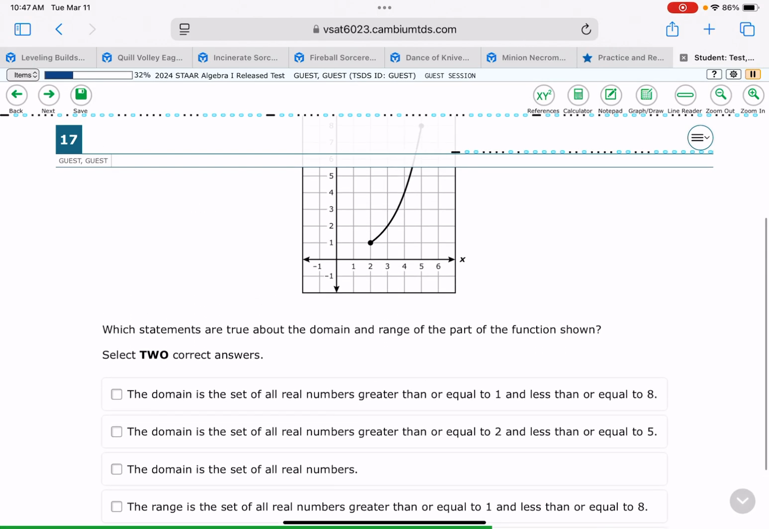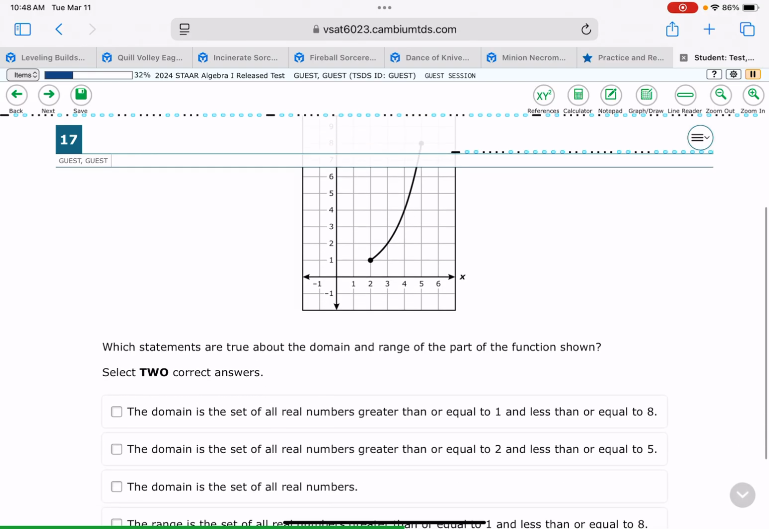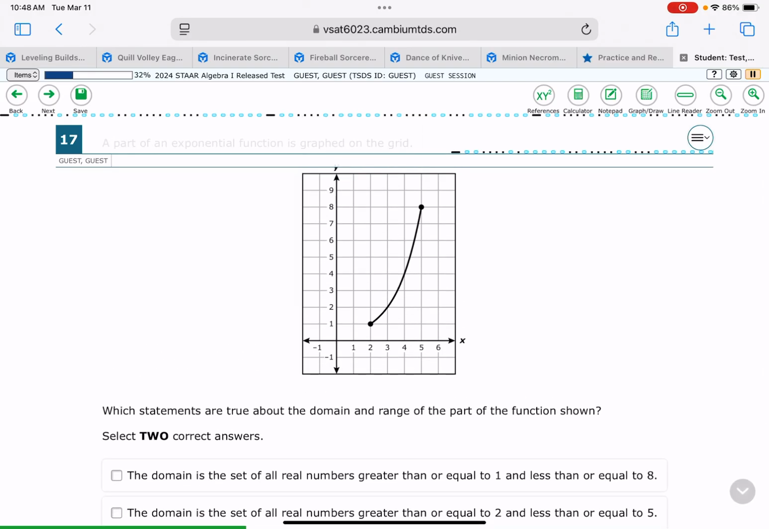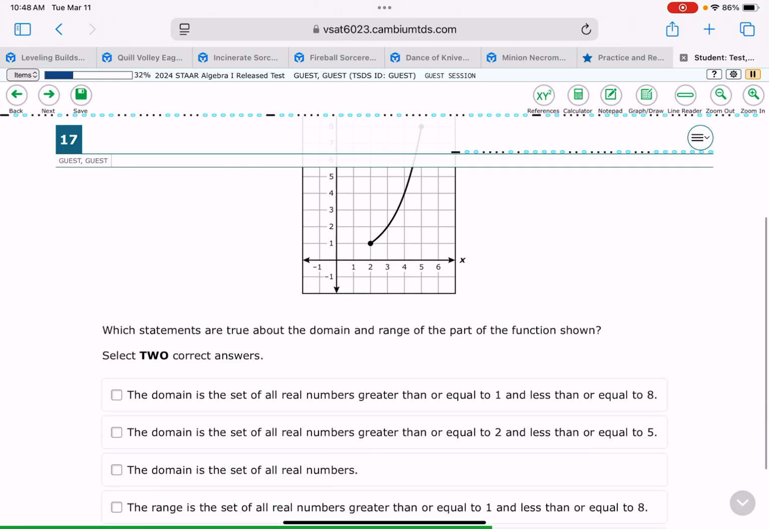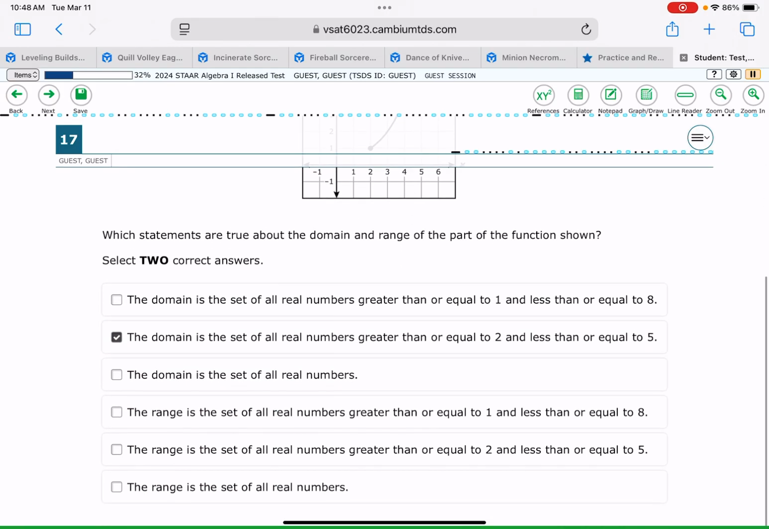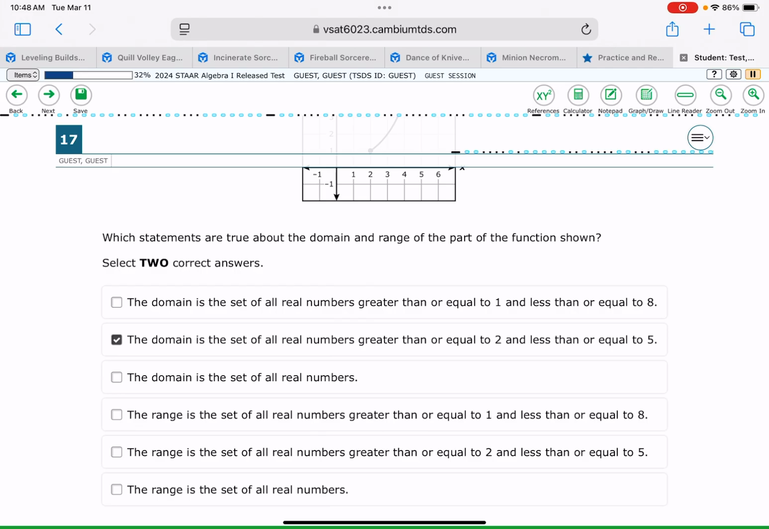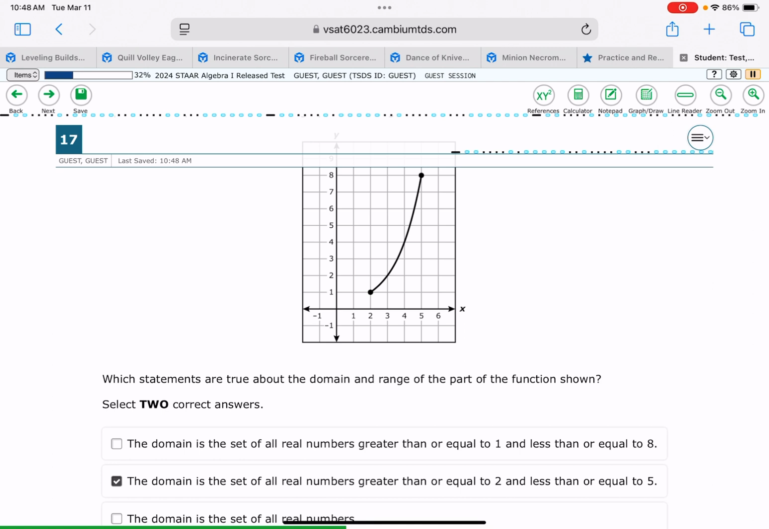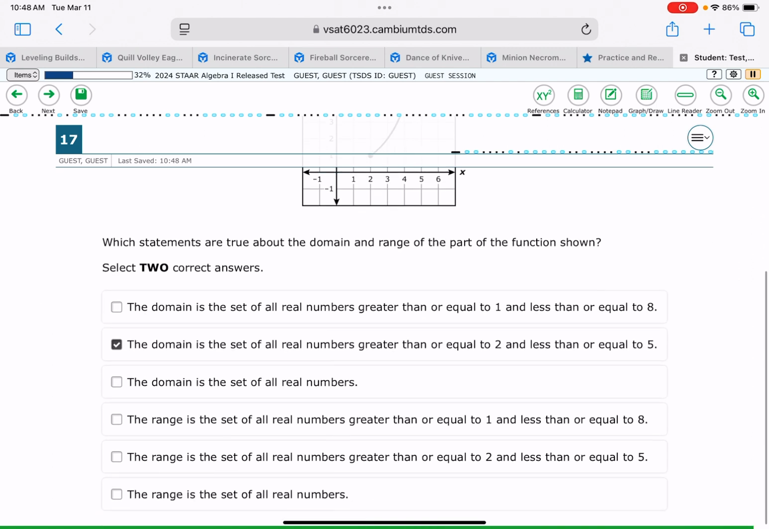I don't have to do work on this one. I'm looking for the domain and the range. The domain is the left to right. So that means I have a minimum x value of 2. So if you look at the domain part on B, B has the numbers 2 to 5. If you look, it has a max x value of 5. So that's our first choice.